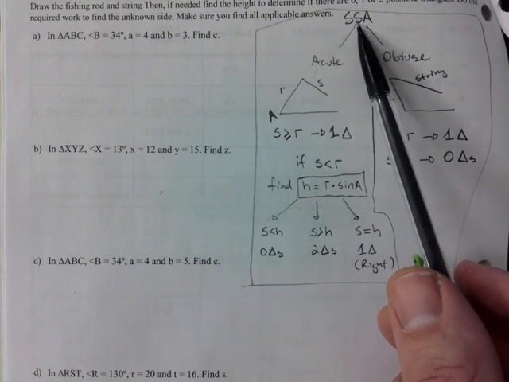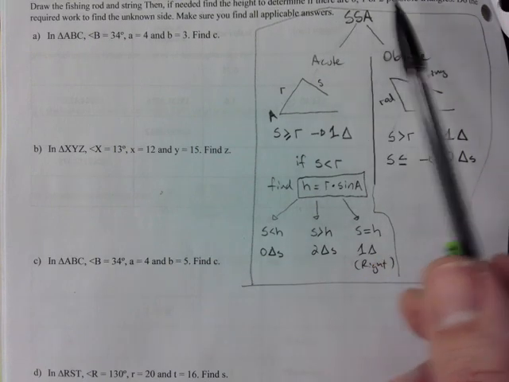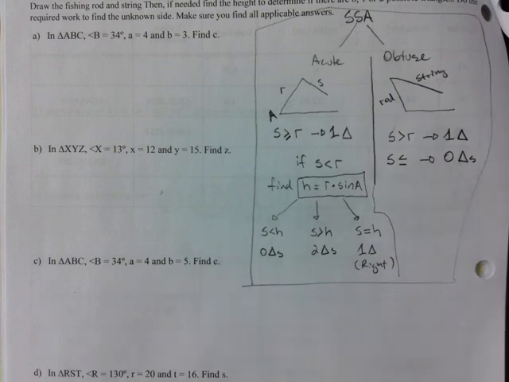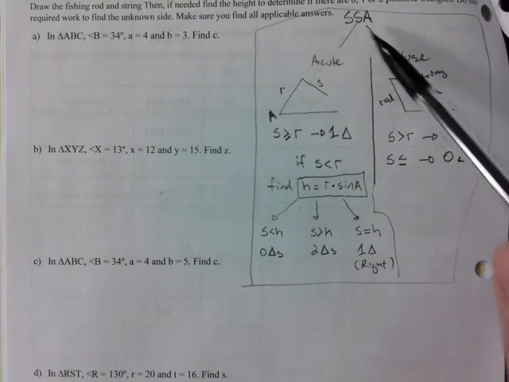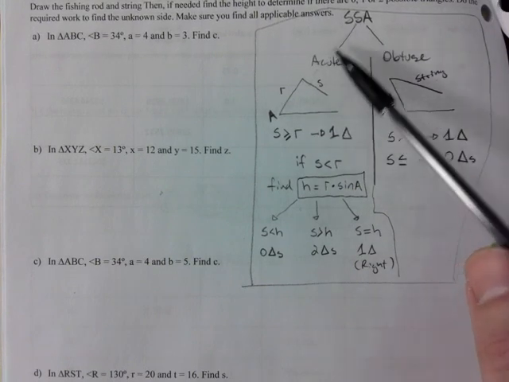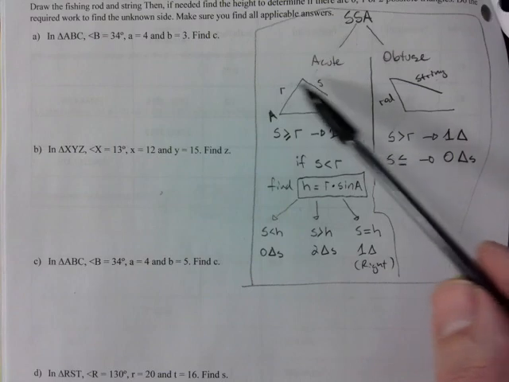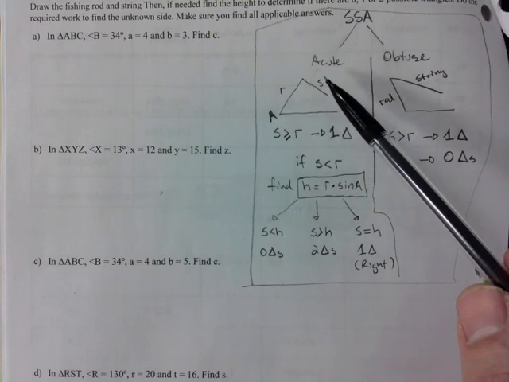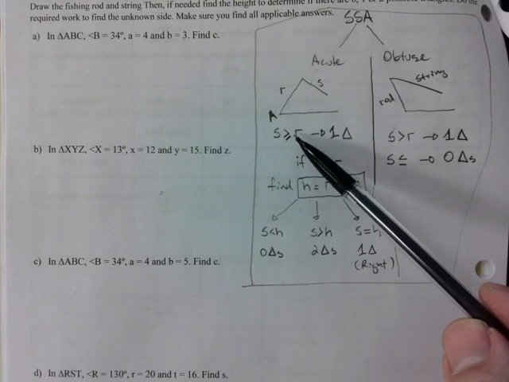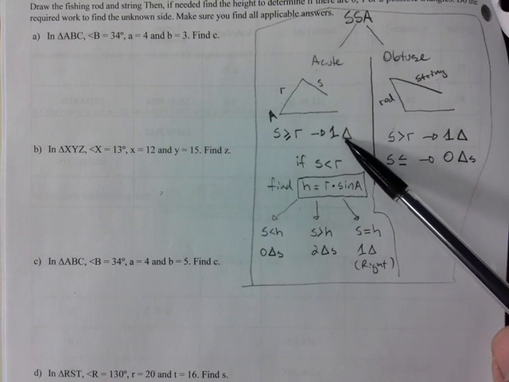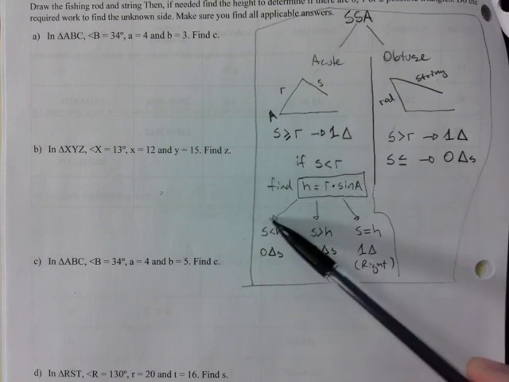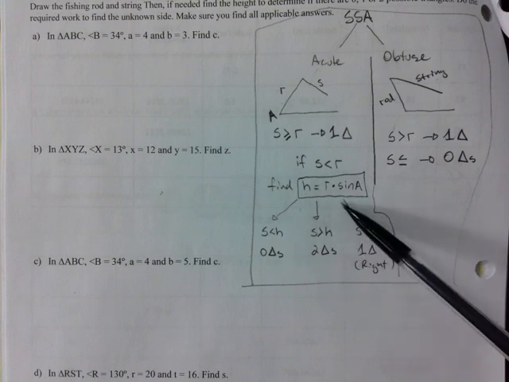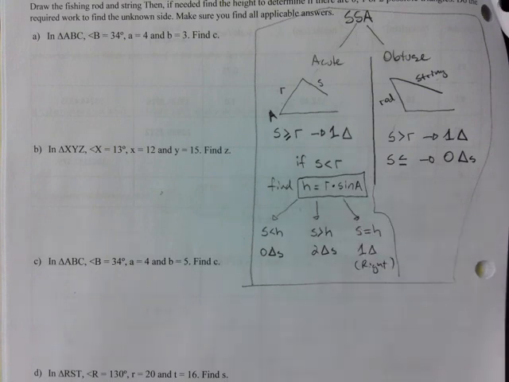So is it SSA? If it's not SSA, this whole thing, you just forget about it. It's one triangle, that's it. But if it's SSA, you need to first branch off. Is it this or this? If it's acute, check rod versus string. If it's greater than or equal to rod, then you have one triangle. If it's less than, you need to find the height, and then there's either 0, 2, or 1 triangles.